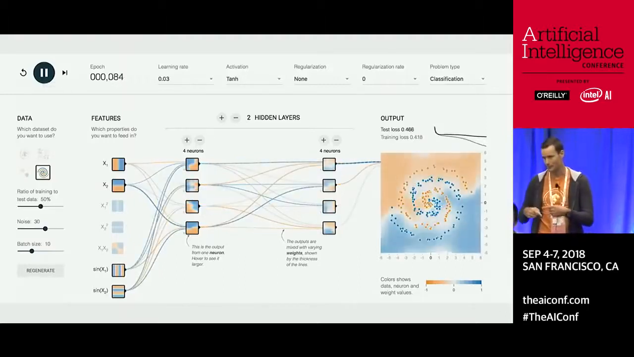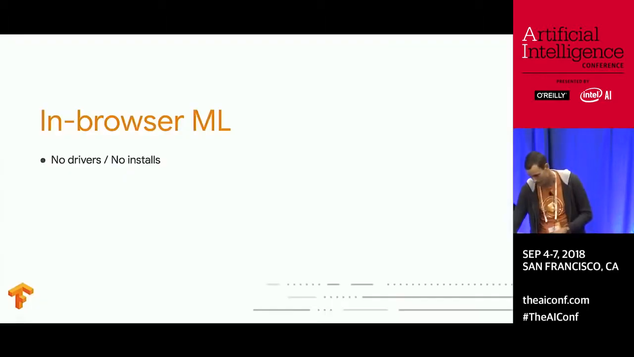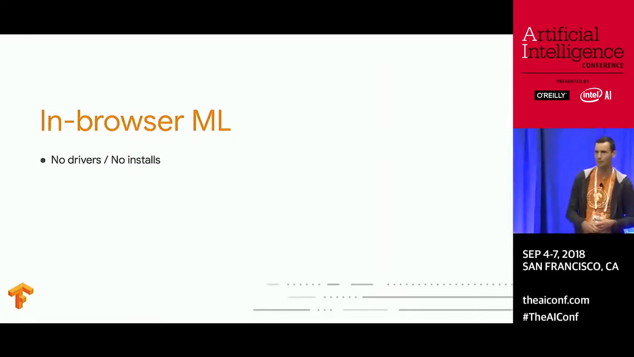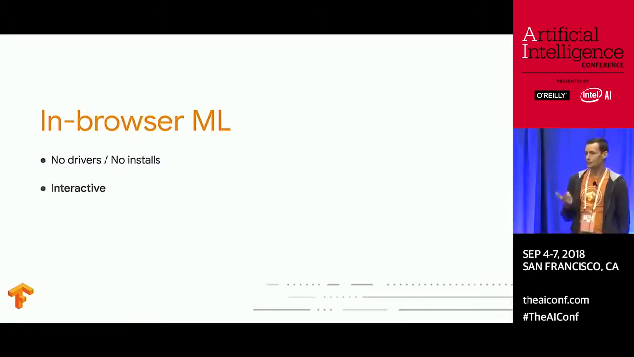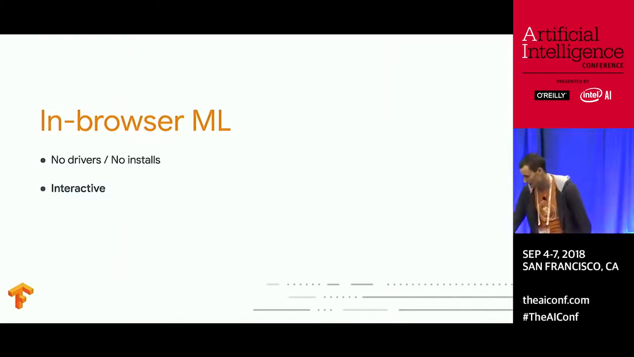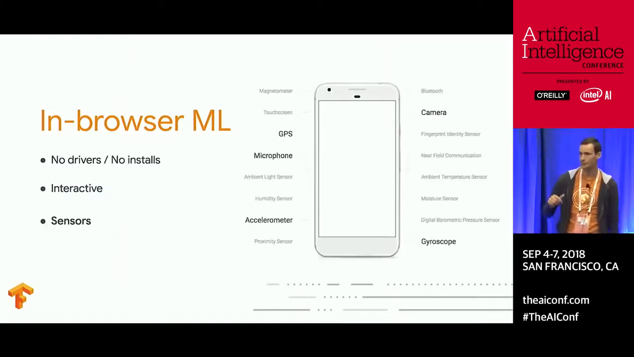So we started to think, maybe it makes sense to do ML in the browser. There's a lot of opportunities for doing ML directly in the browser. We don't need any drivers. There's no CUDA installation or anything. You could just run your code. The browser has a lot of interactive features, especially over the last several years of development. There's access to things like sensors and cameras. You can easily hook up to that type of data stream.